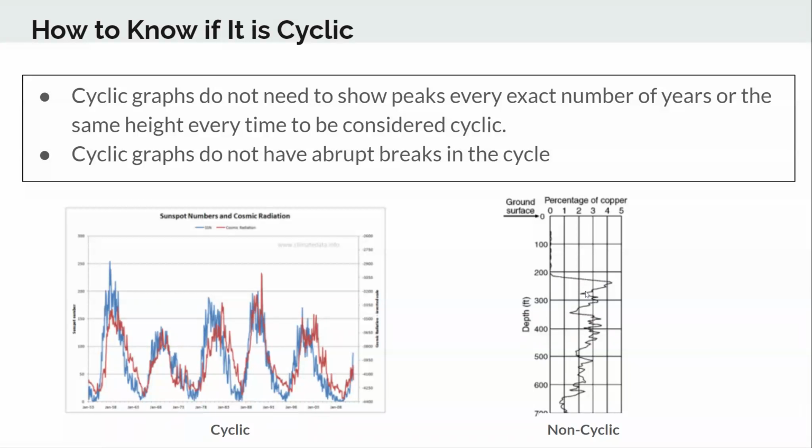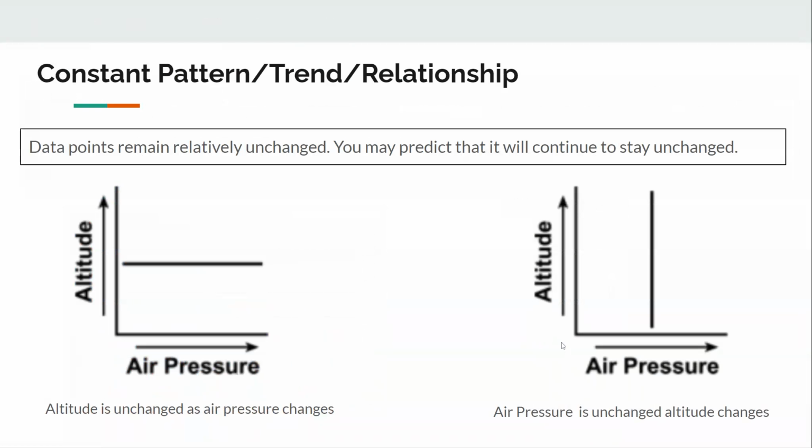But this is not a cyclic relationship. Why? Because yes, it's going up and down. This is showing the percentage of copper with the depth, how deep you're going under the earth. It is going up and down, but not at the same intervals every time. It's random. So the intervals at which the cyclic graphs are going up and down matter. That's what makes them cyclic. You can predict what will happen, but you can't do that with non-cyclic.